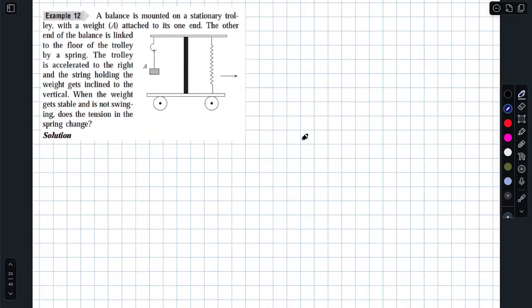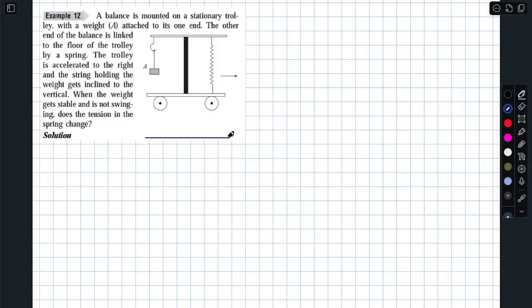Example 12. The balance is mounted on a stationary trolley with a weight A attached to its one end, and the other end of the balance is linked to the floor of the trolley. Okay, the trolley is accelerated to the right, and the string holding the weight gets inclined to the vertical. When the weight gets stable and it is not swinging, does the tension in the spring change? Why not? Definitely it will change. Why? I will explain.